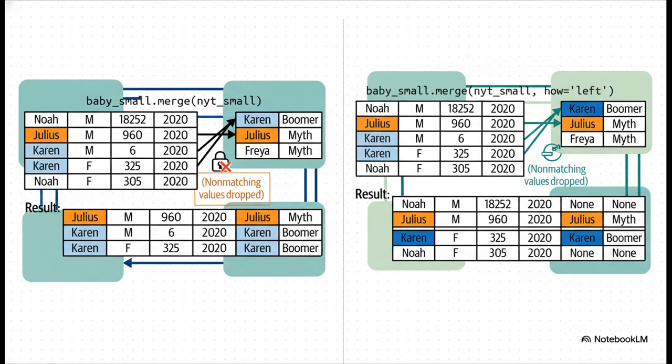As you can see on the left, an inner join is very strict. It will only keep records that exist in both of the tables. So any name from our big dataset that isn't in our little category list just gets dropped. But a left join, which you see on the right, is way more inclusive. It keeps every single record from the original left table. If it finds a match in the second table, that's great. It adds the category. If it doesn't find a match, it just leaves that spot blank. Which one you pick really depends on the question you're trying to answer.